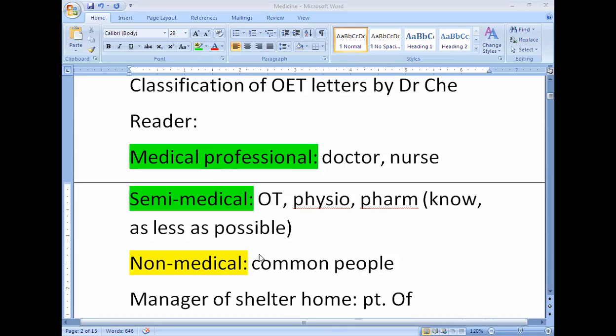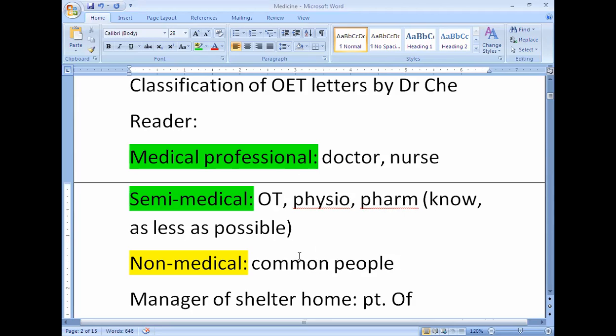Yes, because first of all, if we write for a medical professional, we can include medical abbreviations and medical terms. Okay, yes. With medical professionals, we can use medical terms, for example abbreviations, treatment, antibiotics, names of medication, all of these things. With semi-medical, occupational therapist, physiotherapist, pharmacists, we can use medical terms, but we should try to use less, simpler medical terms.